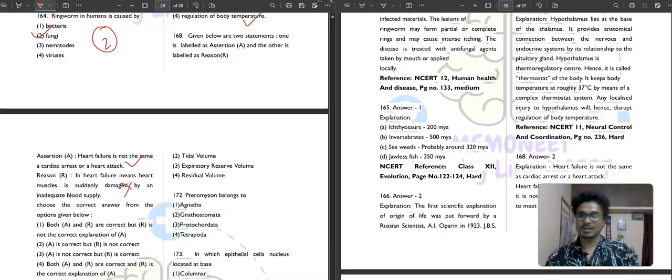So, assertion is correct, but reason is not correct. Second option is your correct answer.